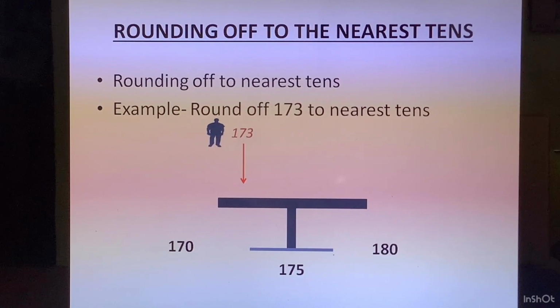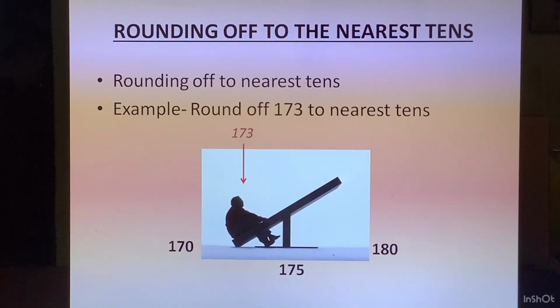Now the seesaw example. The same number, 173. Supposing there is a seesaw, on one side we have 170 and on the other side we have 180, 175 being the center. Now in our example we have 173. Now 173 will come on the left side of the seesaw, so the person slides down to 170. Whatever I have explained till now is for your understanding. You will not draw a seesaw in your copy. You will not draw a number line in your copy.